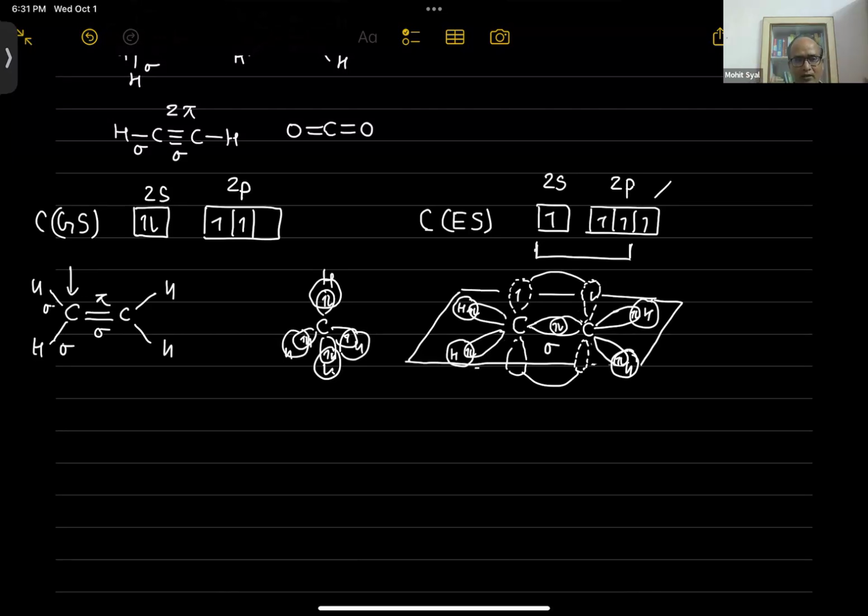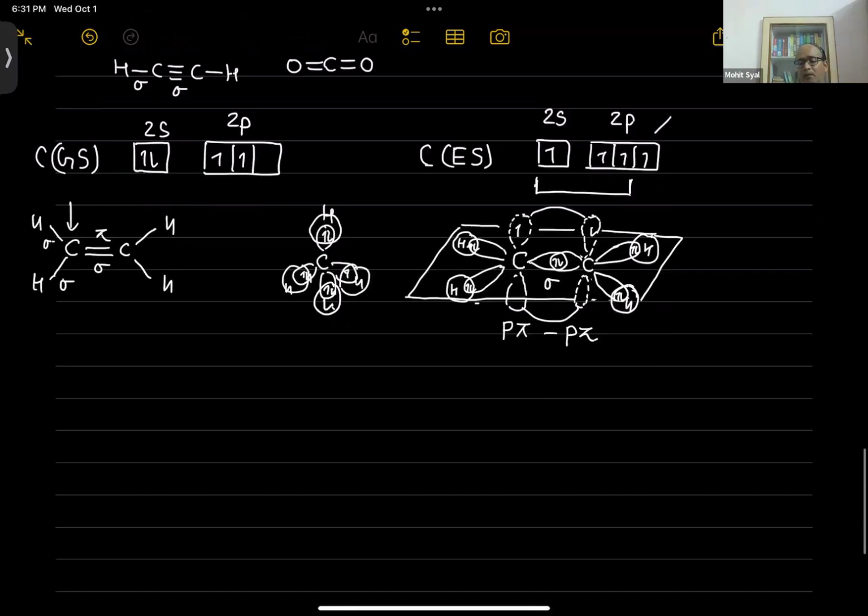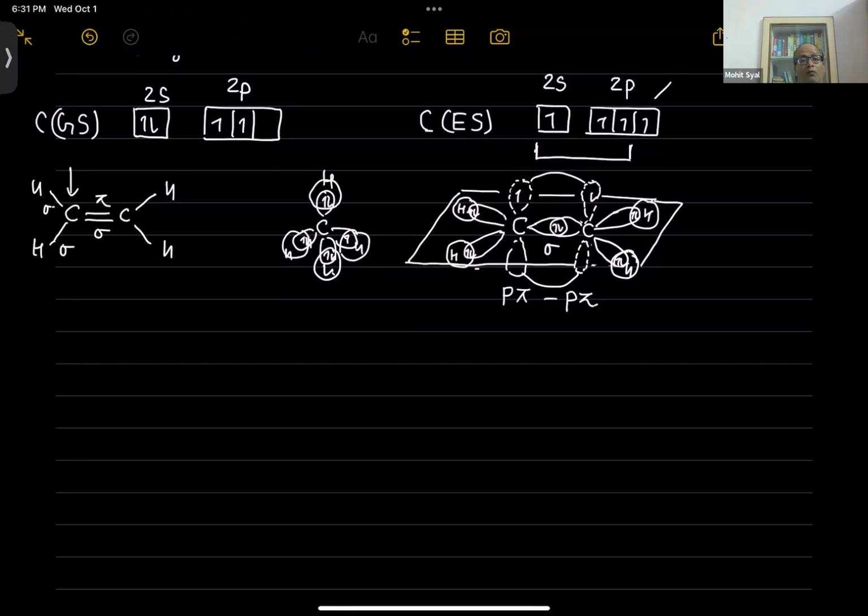Pi bond cannot rotate. A sigma bond can be formed by pure atomic orbitals or by hybrid atomic orbitals, but the pi bond is generally formed by unhybridized atomic orbitals. This is known as p pi, p pi. Is it clear? So what about the triple bond? What is the hybridization of carbon in ethyne?